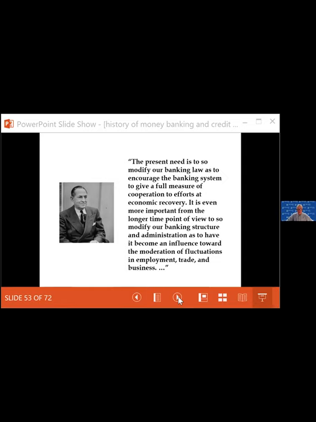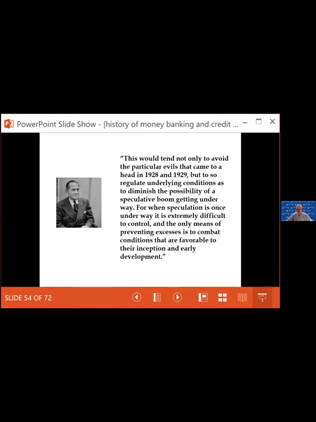So let me go on to what he says in addition to what I just showed you. He said, "This would tend not only to avoid the particular evils that came to a head in 1928, 1929, but to so regulate underlying conditions as to diminish the possibility of a speculative boom getting underway. For when speculation is once underway, it is extremely difficult to control. And the only means of preventing excesses is to combat conditions that are favorable to their inception and early development."